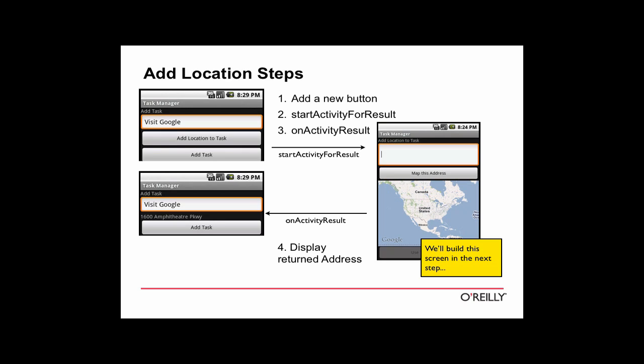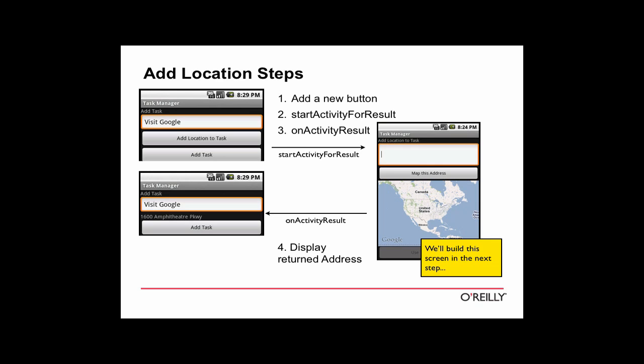So this is the flow. You start the activity for the result, and then the activity runs. You do some things, some interesting things, and then when the activity is done, it will call back to on activity result in the calling activity, which will be the add task activity, and then that will have the result available on the intent that you can grab off the intent and then use it, and the result again will be an address in this case. And we're not actually going to build the map screen just yet, but I'm showing it for the purpose of understanding what the flow is going to be like.